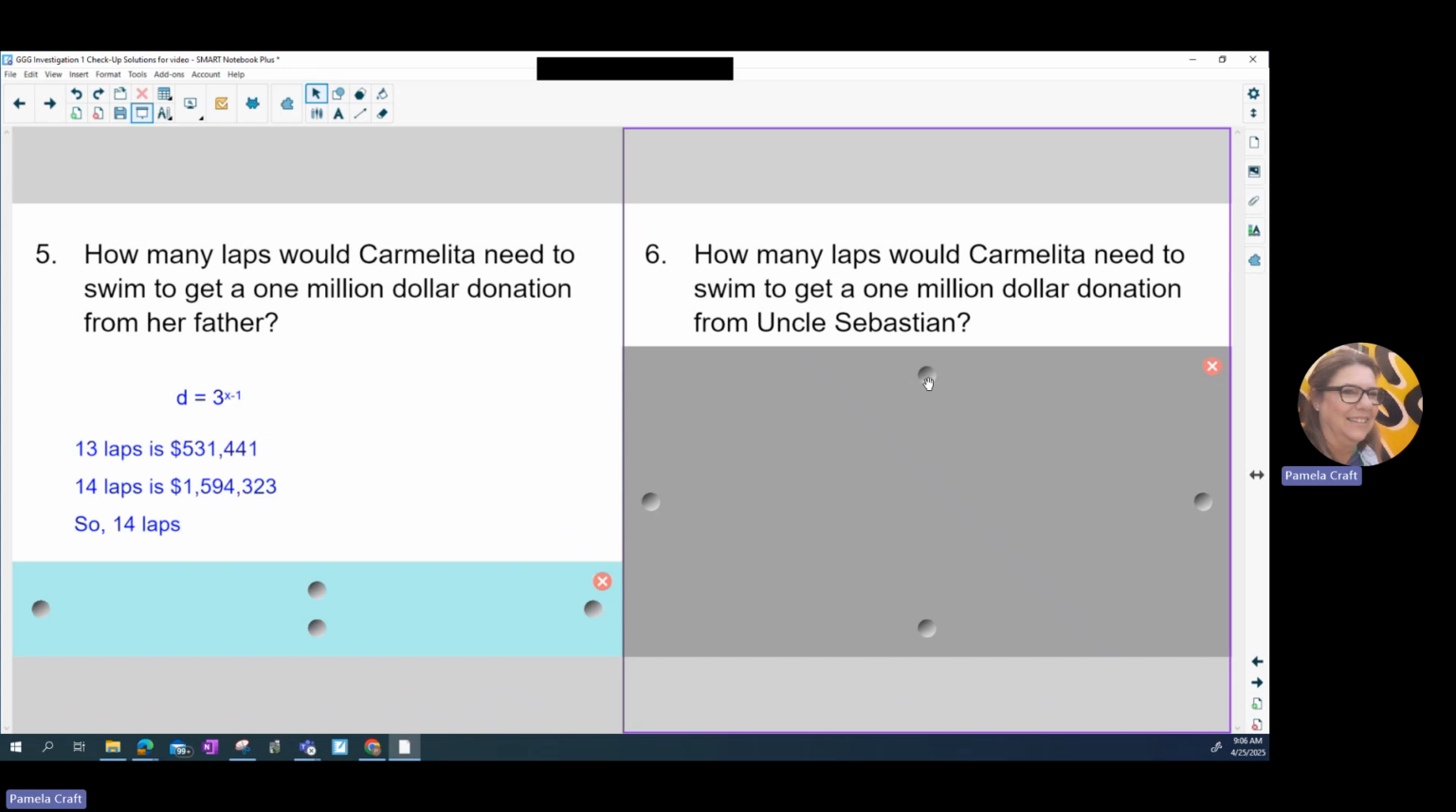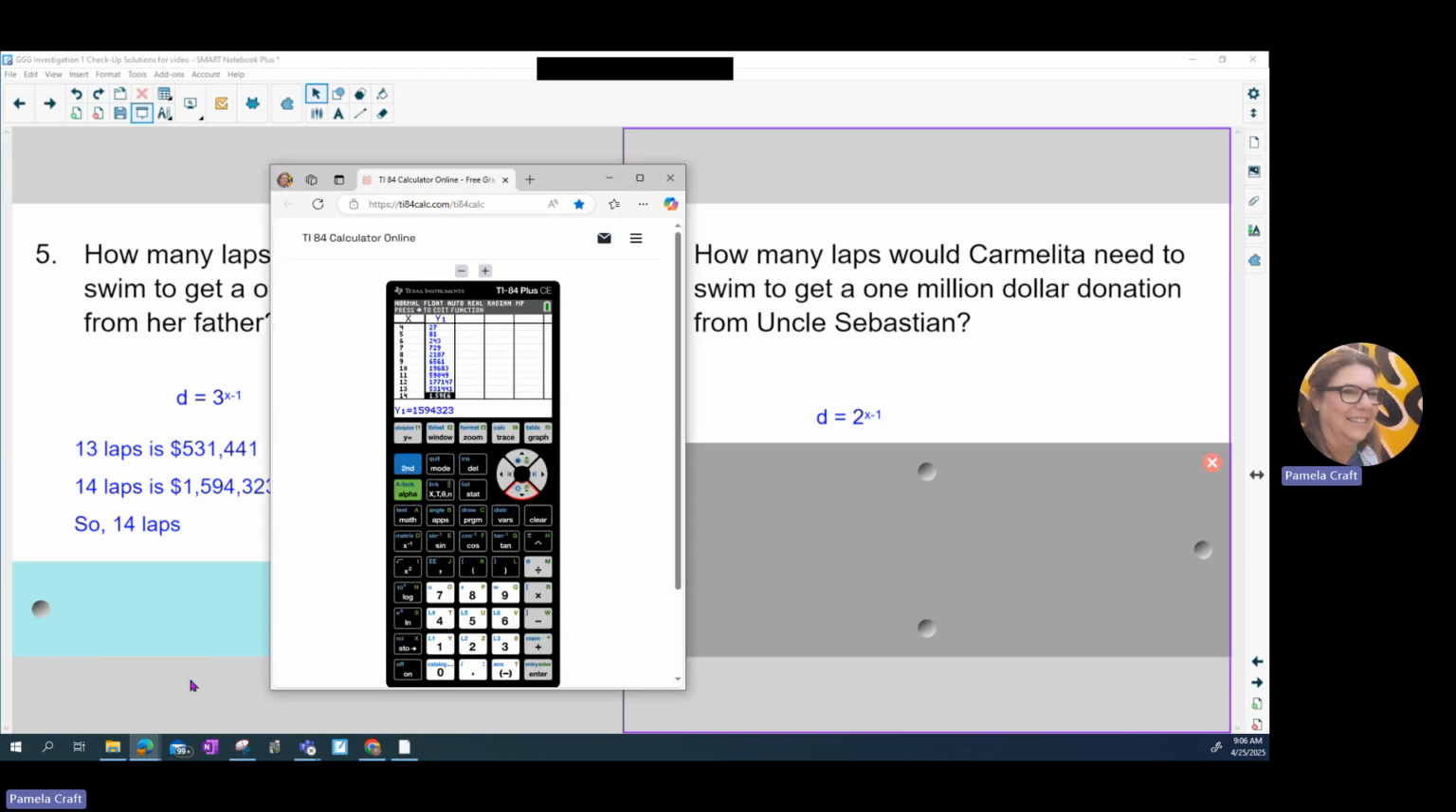Number 6, they want to know how many laps Carmelita would have to do to get $1 million from Uncle Sebastian, and Uncle Sebastian's equation is D equals 2 to the x minus 1. So again, let's bring up your calculator. I'm going to again change that from a 3 to a 2. Let's arrow over. Second graph brings up my table. Again, I want this column. When this column is $1 million or more, that's your answer.